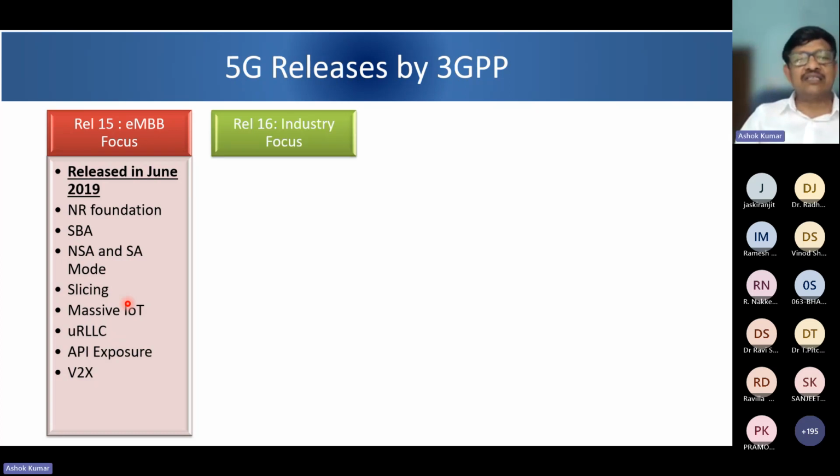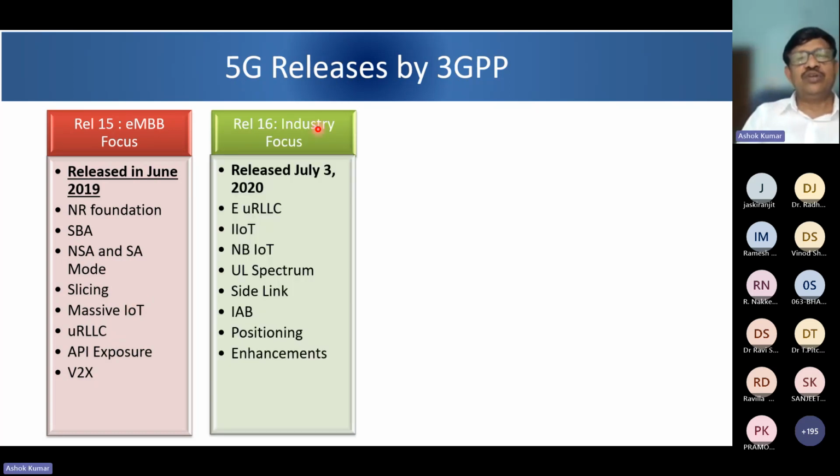Release 16 was industry focus. Most of the enhancement was on uRLLC, so they called it enhanced uRLLC. From IoT, they talked about industrial IoT. They also brought in a feature to coexist with narrowband IoT. Narrowband IoT is a 4G technology you may be aware of.